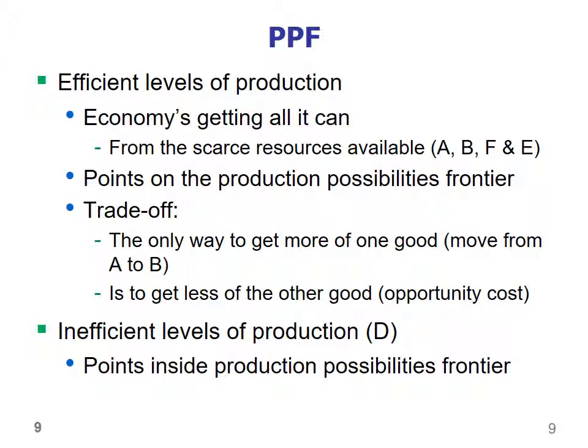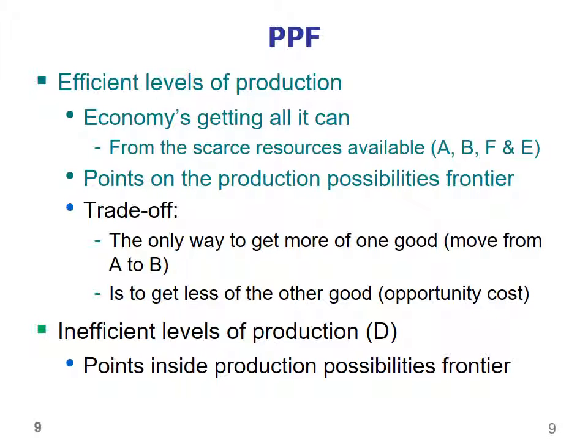Let's recap what we have learned so far from our model of PPF. The first concept we learned was of efficiency. Efficiency is when the economy is getting the most it can from its scarce resources. Points like A, B, E, and F, which were on the PPF, depict the efficient levels or combinations of cars and computers that this country could produce, given it fully utilizes all its resources and does not waste anything. And not only that, it is employing the best possible technology in the production of these two goods.